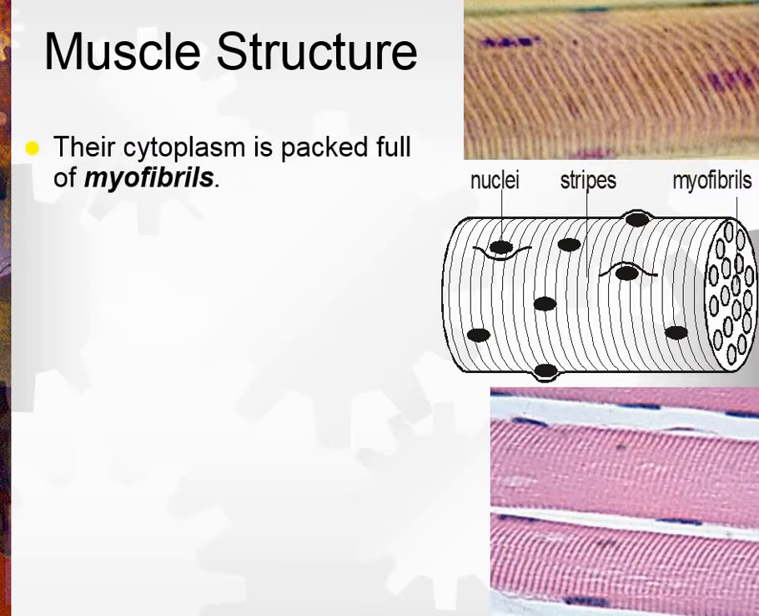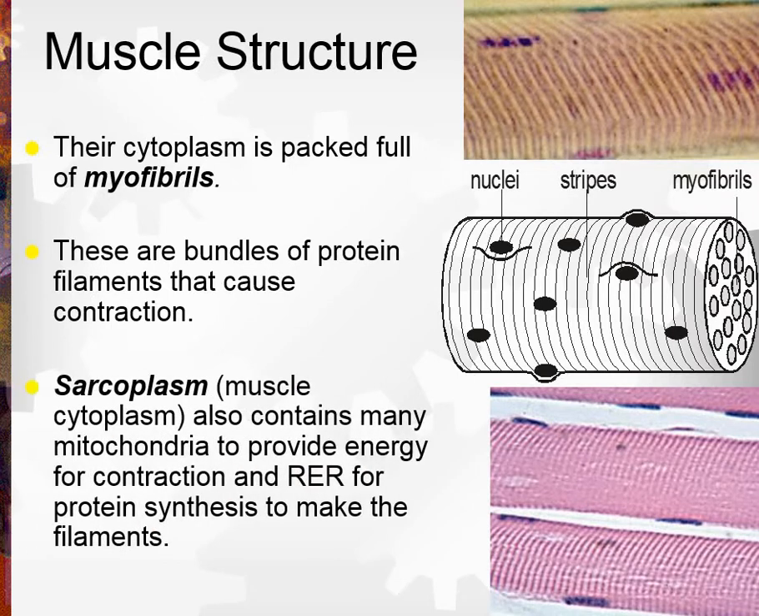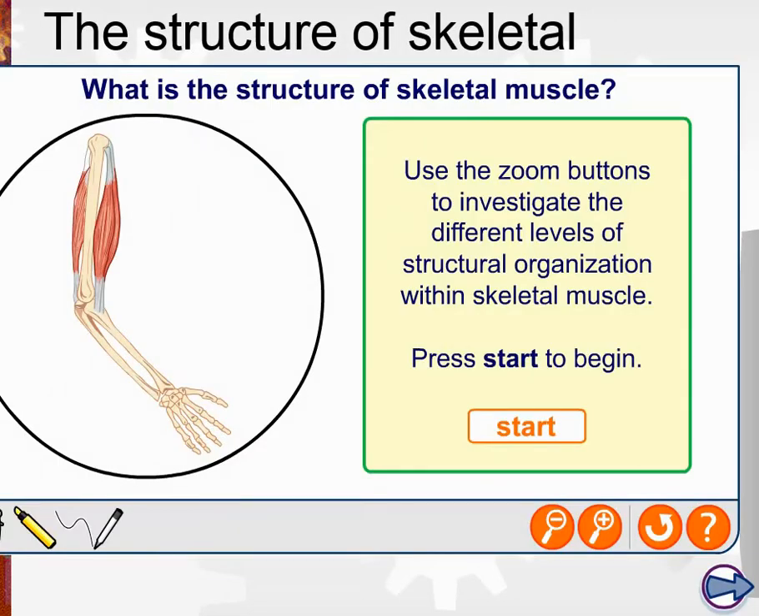Continuing this, they're packed full of myofibrils, these are the contractile units. Bundles of protein filaments that cause it to contract, yep. Again, sarcoplasm. Important this bit, lots and lots of mitochondria, lots of RER, and again, thinking about why, ATP, active transport movement, calcium ions, etc. Don't want that because I think we've already seen it as again.